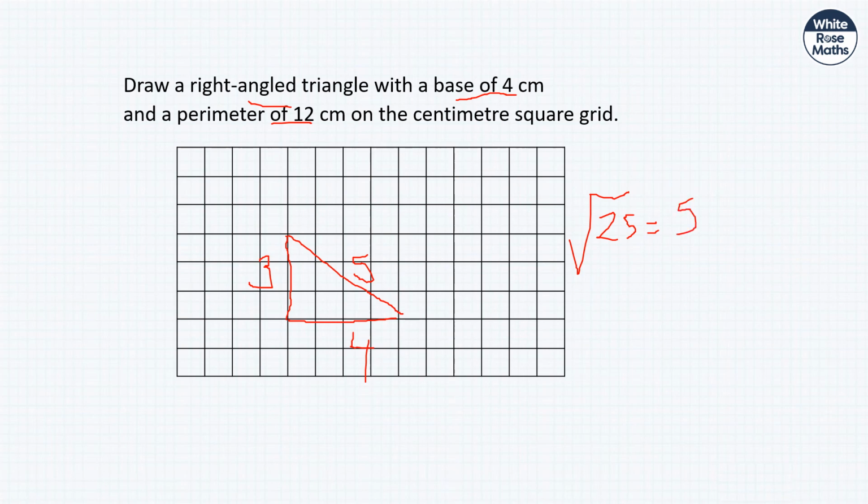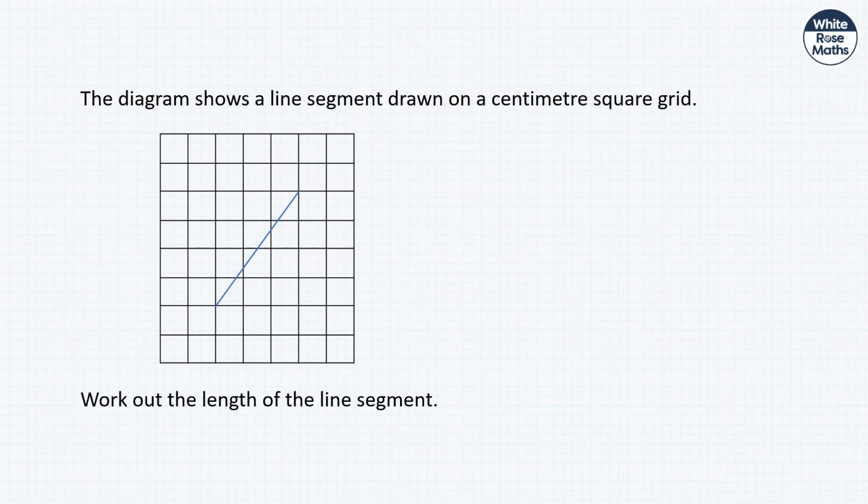So that's where that 5 has come from. And if you add it together, the perimeter gives you 12. Okay, 5 plus 3 is 8, 8 plus 4 is 12. There we go. Make sure you obviously label it.